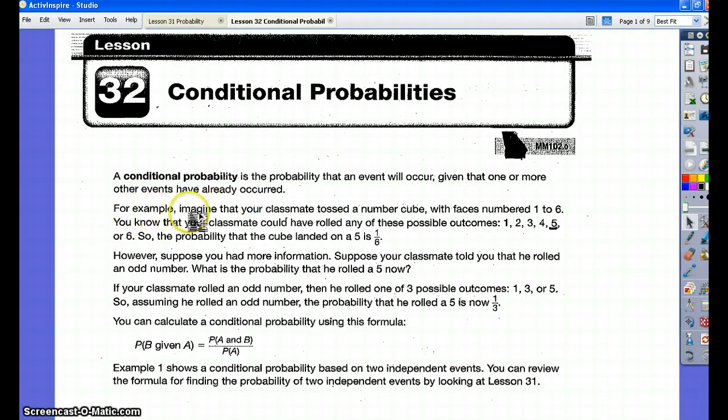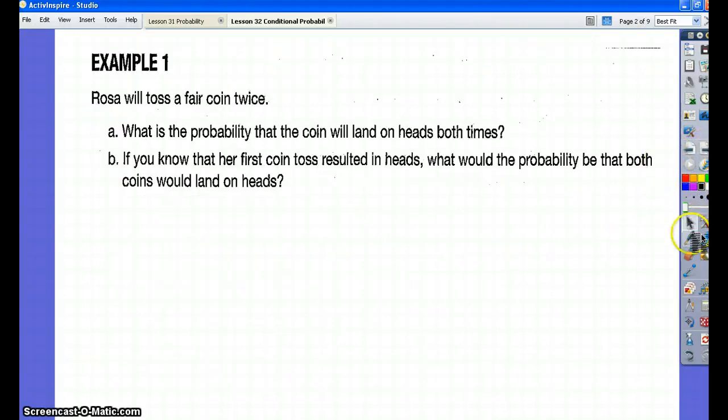But for example, imagine that your classmate tossed a number cube, so a die, with faces numbered 1 to 6. You know that your classmate could have rolled any one of these possible outcomes, 1, 2, 3, 4, 5, or 6. So the probability that he could have landed on a 5 is 1 out of 6. It's just simple problems like that.